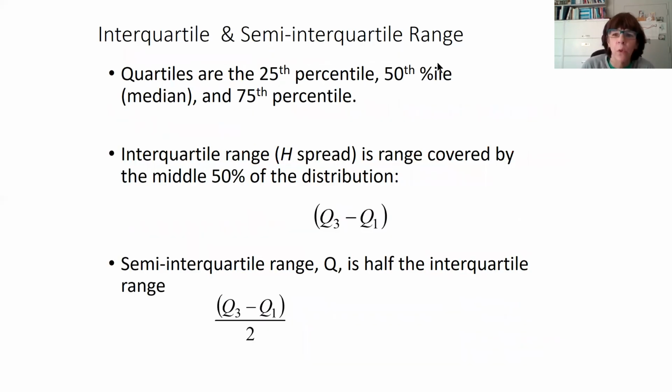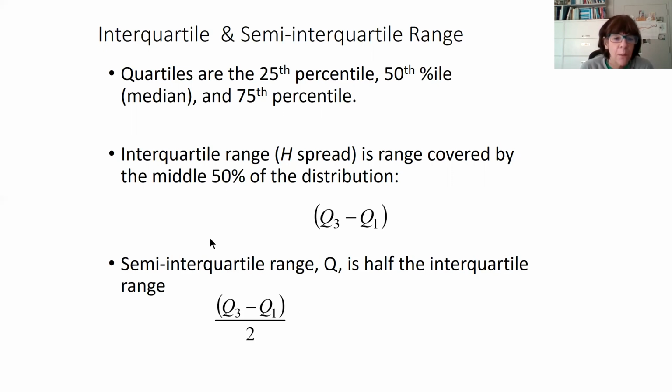So first of all, what are the quartiles? The quartiles are the values that separate various quarters, essentially, of the range of the distribution. The first quartile is the 25th percentile, so the value marking the top of the bottom 25% of cases. The second quartile is the 50th percentile, which is also the same as the median. And the third quartile is the 75th percentile.